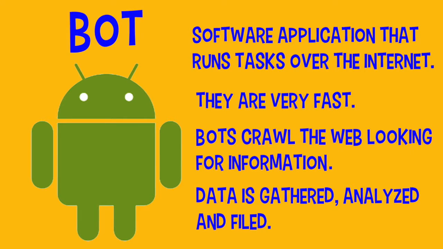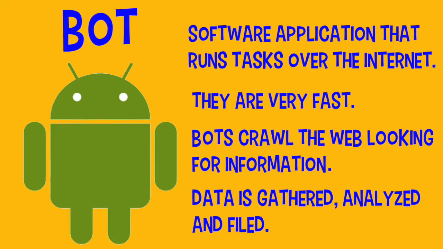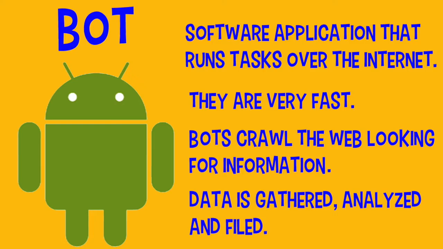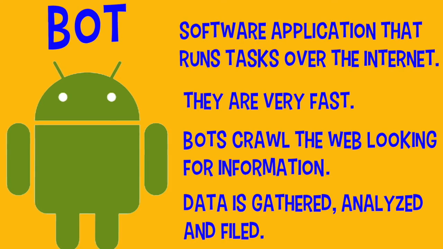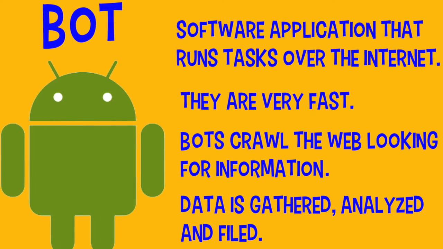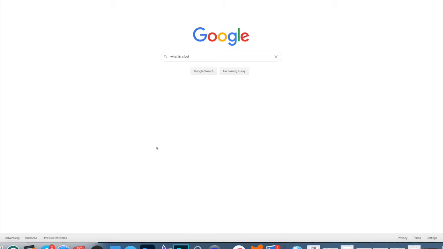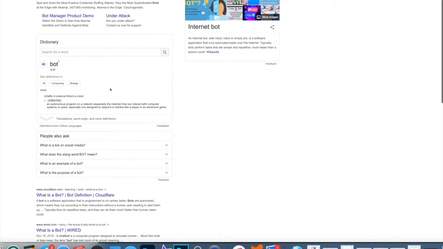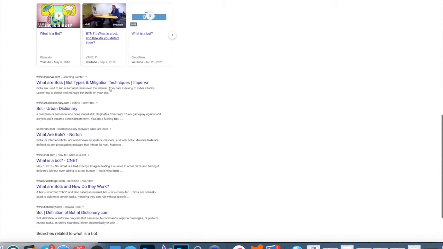Search engines send out little robots called bots. They're software applications that run tasks over the internet, and they're very fast. They're constantly roaming the internet for new material. They crawl the web looking for information, and then they fetch it, they analyze it, and then they file it away. When a user types in a search, the information that was gathered, analyzed, and filed away is now retrieved and displayed on a page to give you examples of where you can find that content.